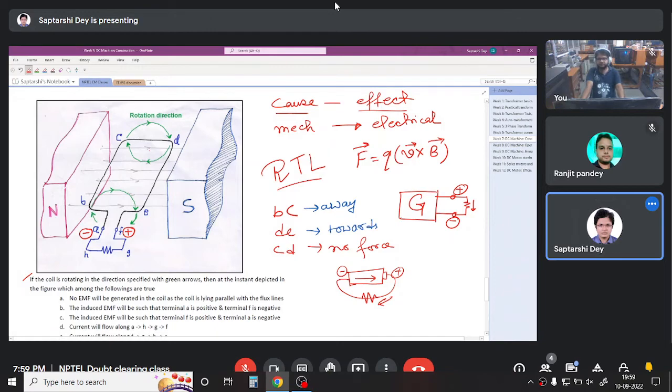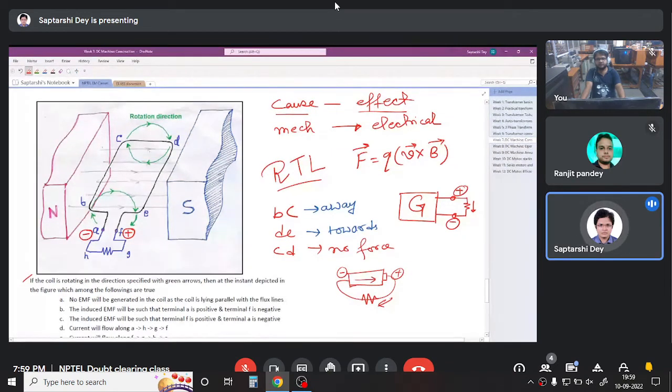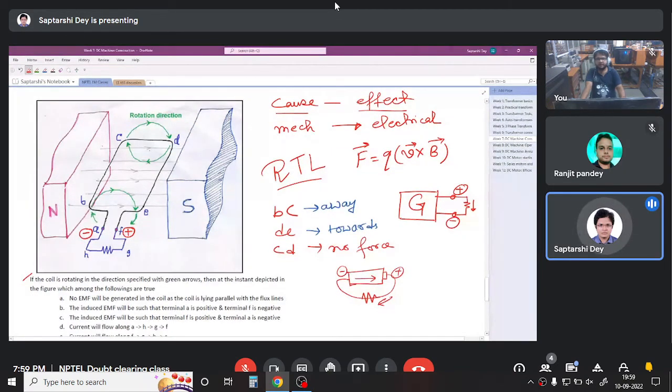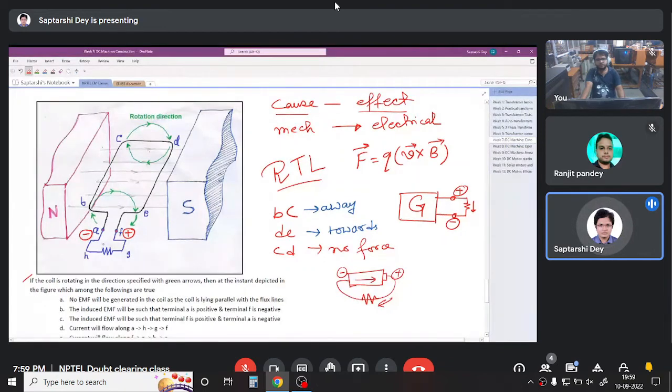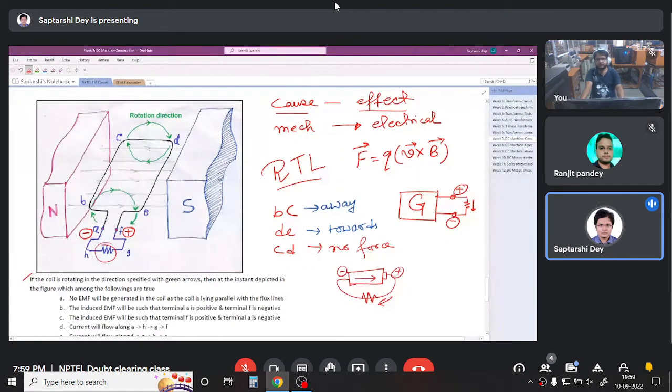But the thing is, the coil is rotating. And the load is directly connected to the coil in this fashion. So if this rotates, I have to allow this resistance also to rotate, or else all the wires will get tangled here. Can you understand the problem?